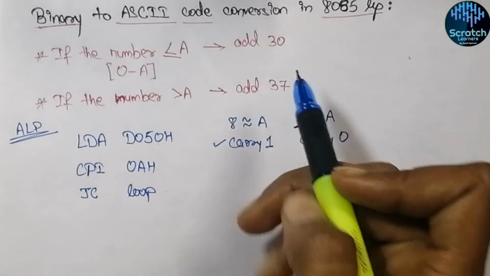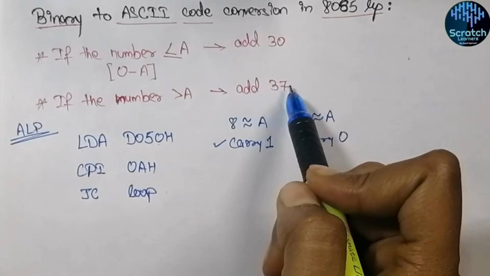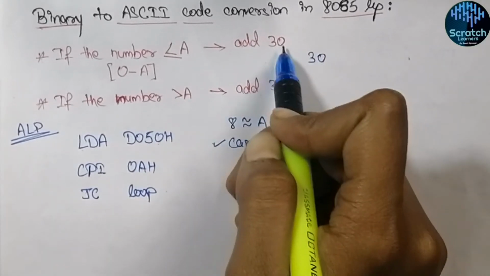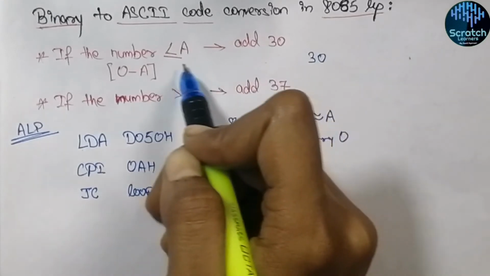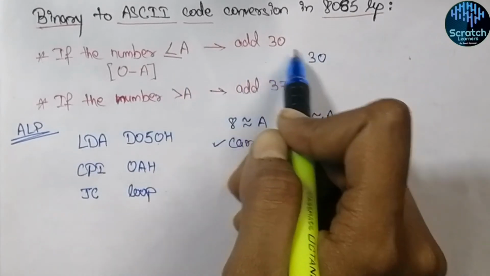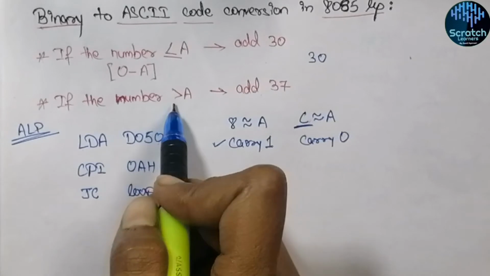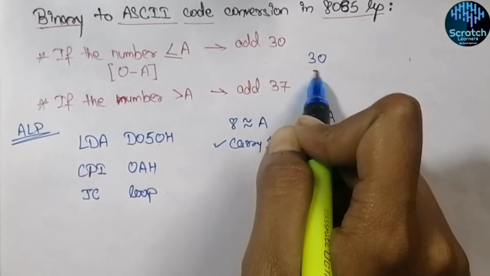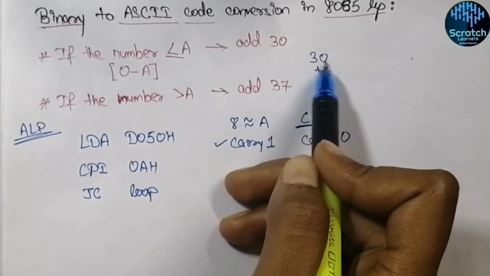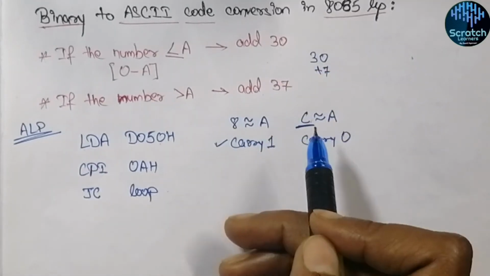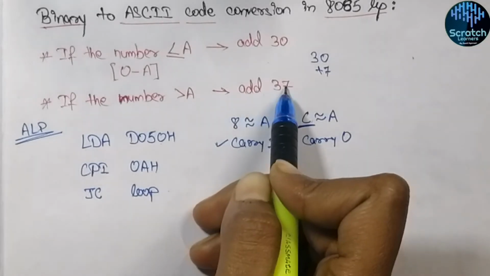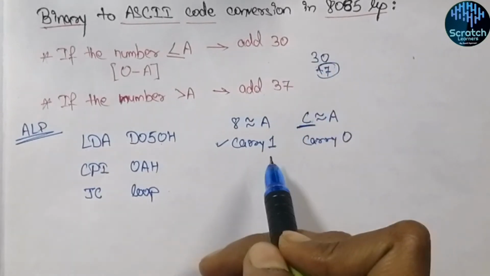Now see, here if you observe carefully, you can see that 30 is a constant. We are adding 30 to both of them. If the number is lesser than A, then we are adding only 30, and if the number is greater than A, then we are adding 30 plus 7. This 30 will be added for all the data. But what we need to include in our condition is whether to add this 7 or not.